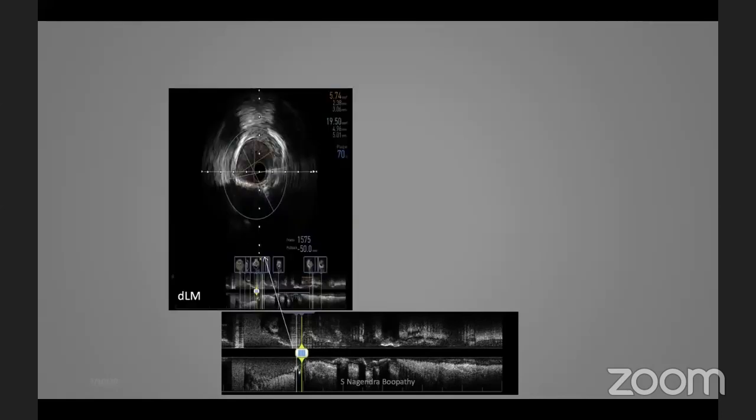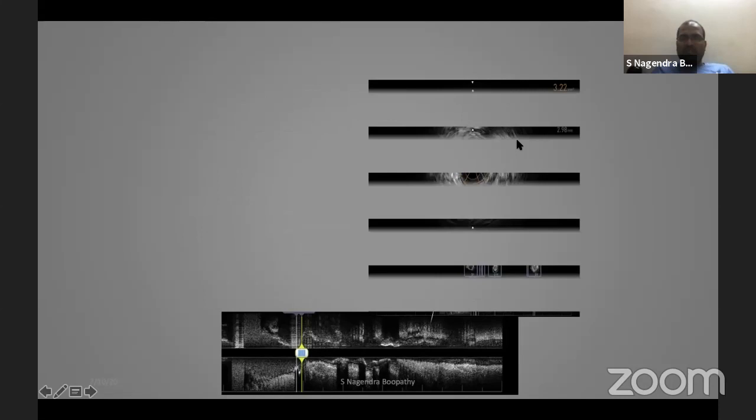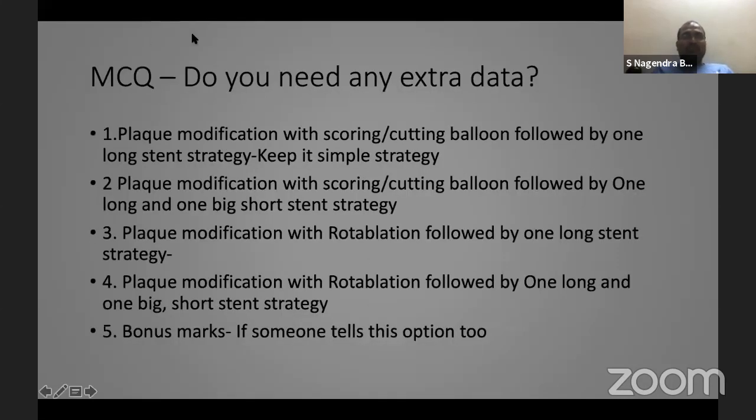It's very important, the distal left main. Tell the question, then show it again. What is the question you want them to answer? Okay, let me go to the question. Do you need any extra data first, postgraduates, before the question? And this is the question. The question is incorporated along with the answer. What is the strategy you are going to use?